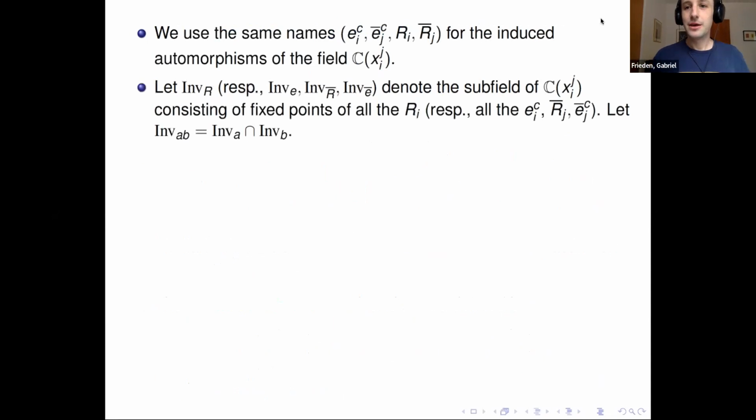Okay, so now when we talk about invariance, we actually want to be thinking about these maps rather than acting on the space of matrices. We think of them as acting as automorphisms of the field of rational functions in this M by N matrix of variables. And I'm going to let inv sub R be the subfield of fixed points of all of the Ri, and similarly for inv E, inv R bar, and inv E bar.